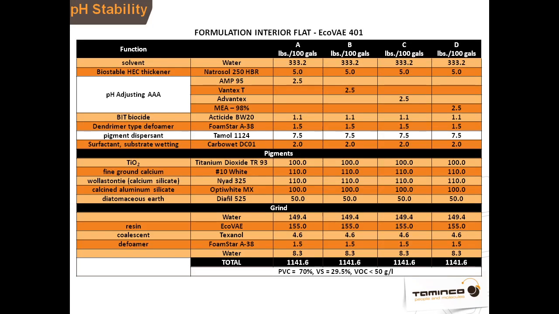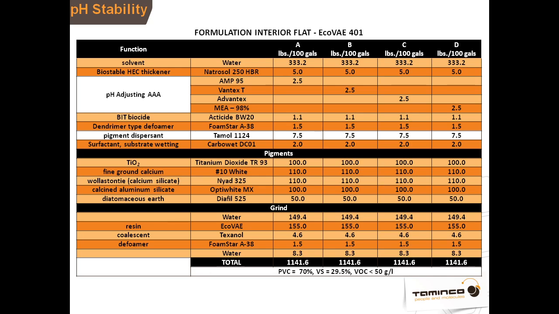The easiest place to start, of course, is at a pound-for-pound replacement. So what I have here are 4 paints, again, just a real typical sort of a paint, a couple of novel additives, a biostable HEC thickener, and a dendrimer-type defoamer, but other than that, very standard BIT biocide, pigment dispersant, surfactants, TiO2, standard suppliers, etc. And a VAE resin, a little bit of Texanol and defoamer.